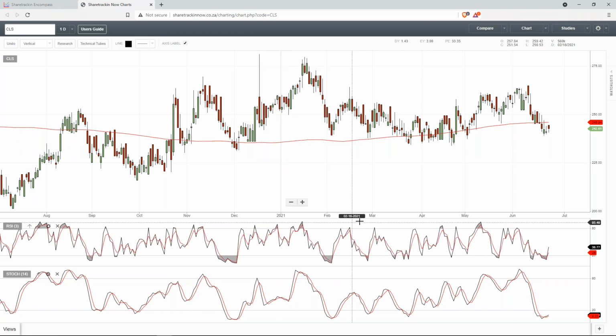It will create the exact same line on top of the RSI, which is on the stochastic. That would be your buying and your selling line. The red line is your signal line, and the black line is your RSI. So your 3-day RSI is the black line, and the 3-day exponential moving average is your red line.